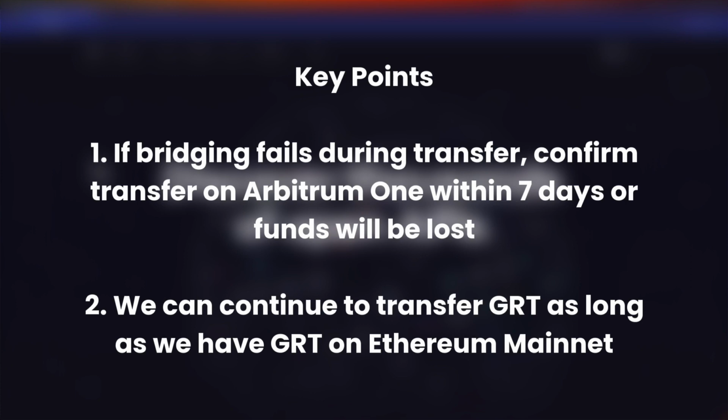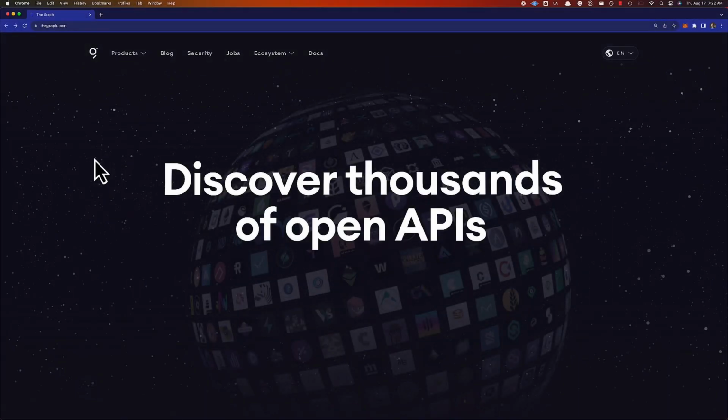If this occurs, we will see a pop-up in the dashboard, and from there we can go ahead and usher this transaction all the way through. It's best to set aside around 20 minutes for each of these key points of the transfer, and you'll see that in the walkthrough in a little bit. Key point number 2. We can continue to transfer GRT as long as we have GRT on Ethereum mainnet. Now that we've gone over those key points, let's go ahead and begin with the walkthrough.